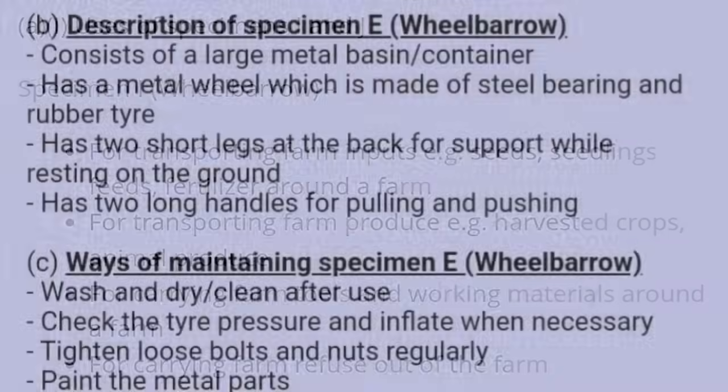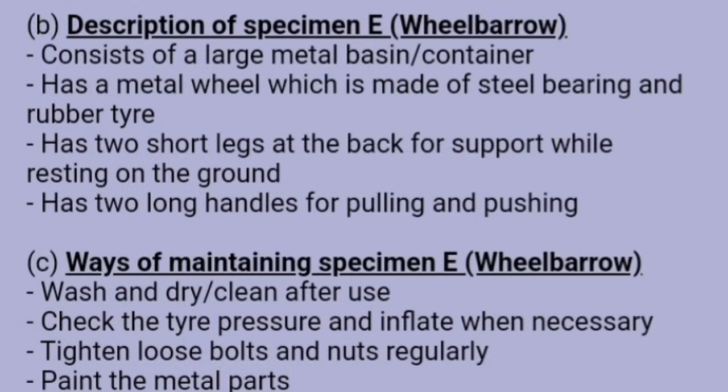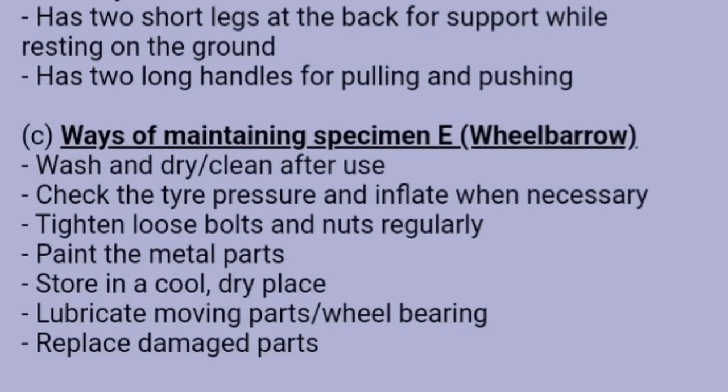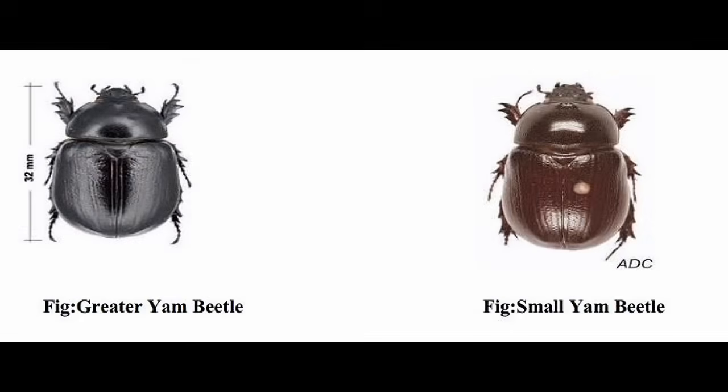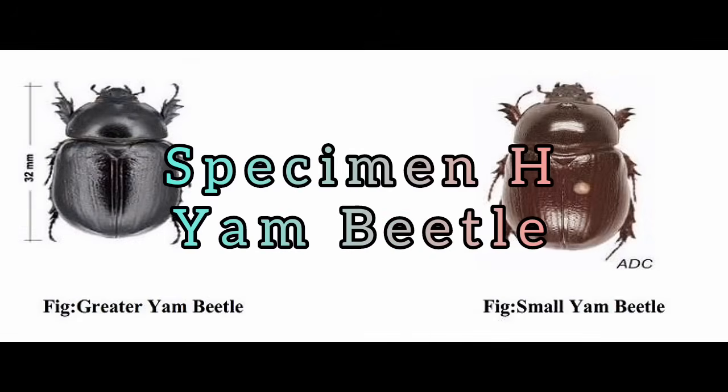Now, what are the ways we can maintain wheelbarrow? Okay, so clean after use, wash and dry it. Grease it, lubricate the wheel joints, tighten the bolts on wheels properly, replace the worn out parts, and store or keep it in a cool and dry place. Paint when necessary. Okay, so we move to the next specimen H, yam beetle.